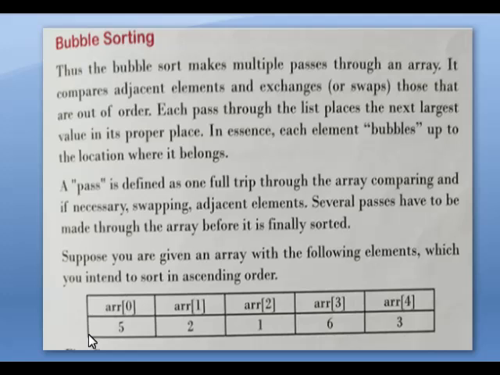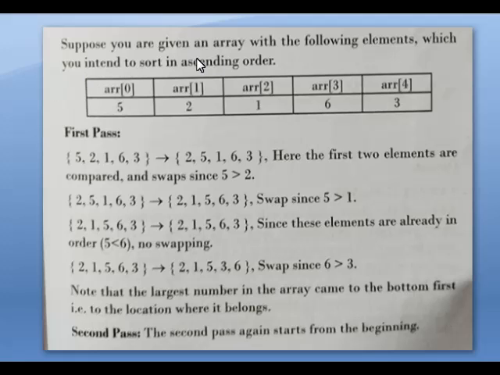Okay. Now the second step, suppose your elements are like this. In the first pass, first we are going to see these two elements, 5 and 2. So 2 is the smaller element. Ascending order means from smaller to bigger. So we are going to interchange them. Here 2 will come and the 5 will go here. And all the other elements will be as they are. This is the first step.